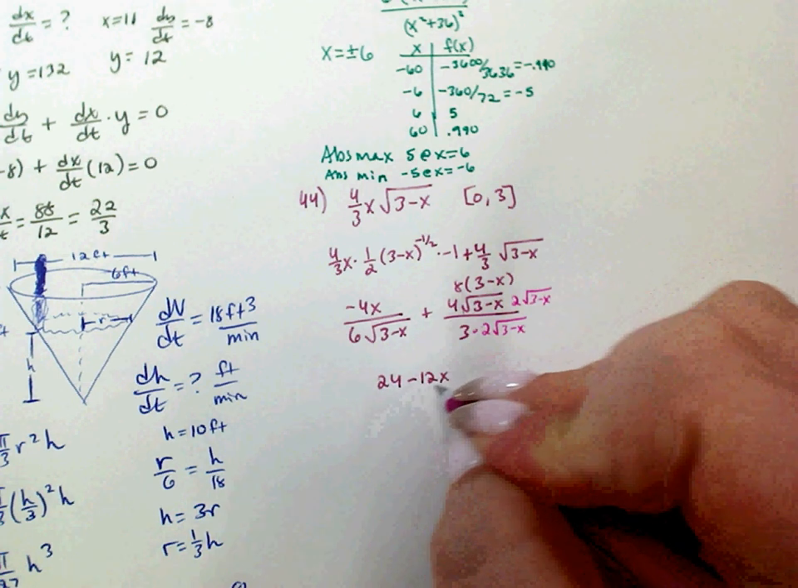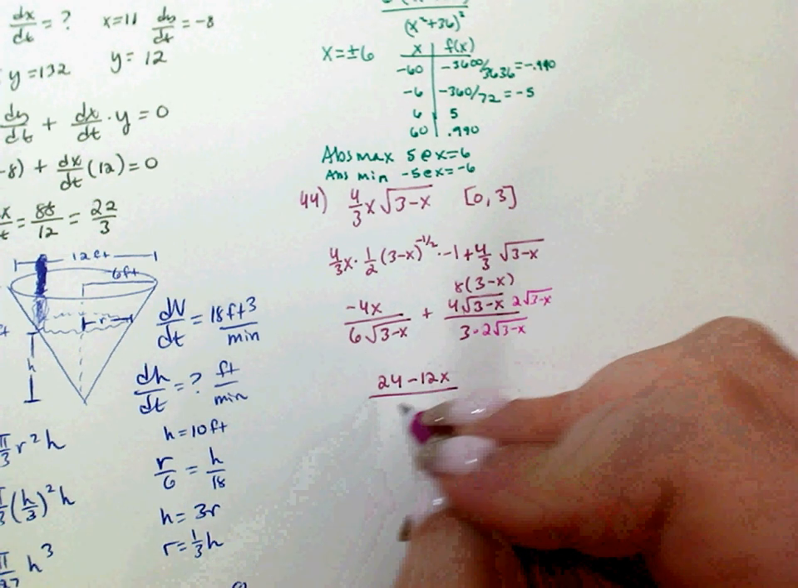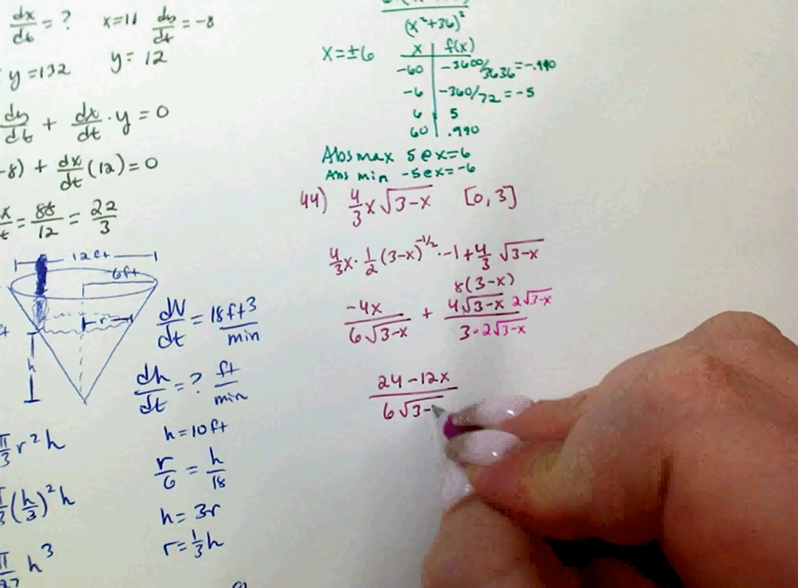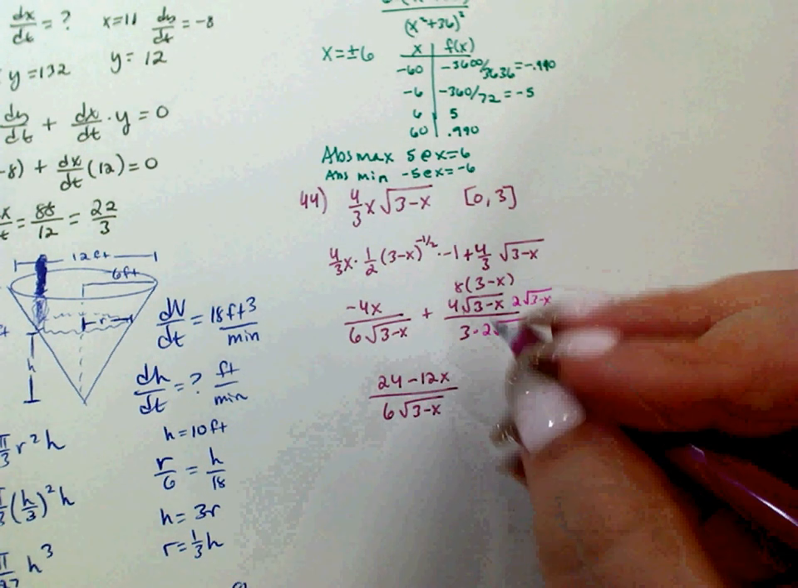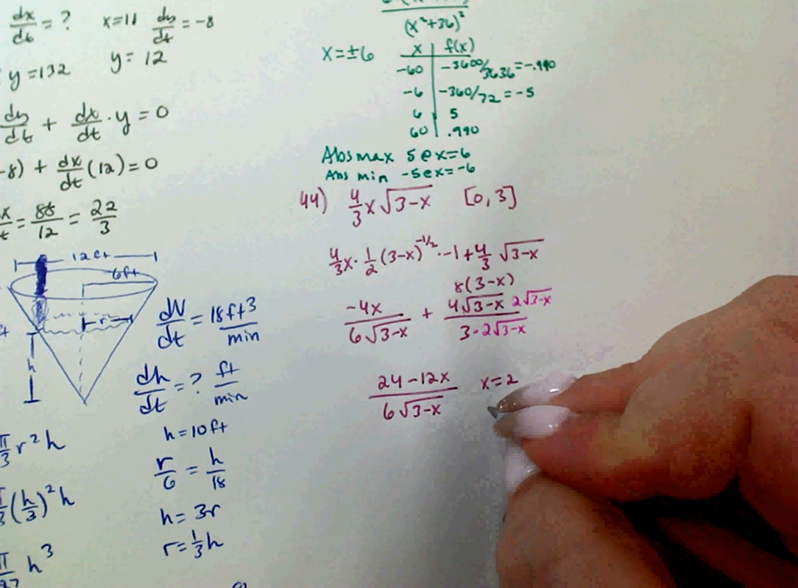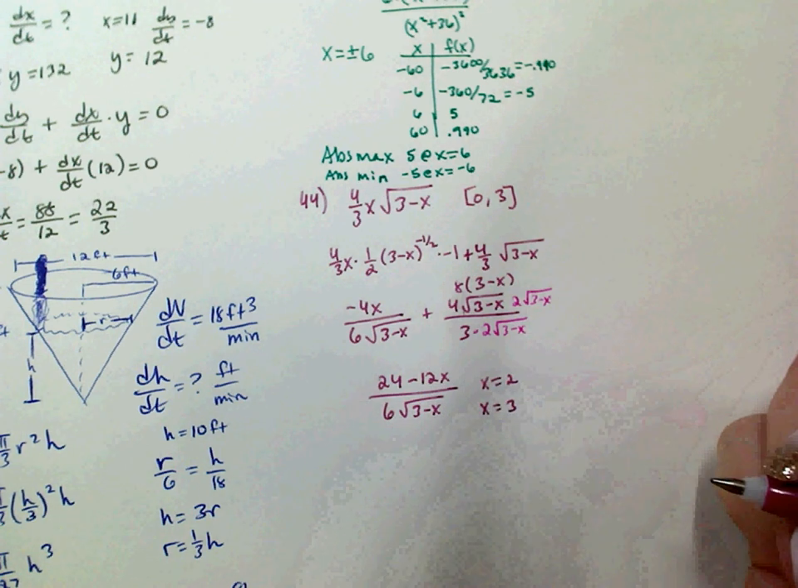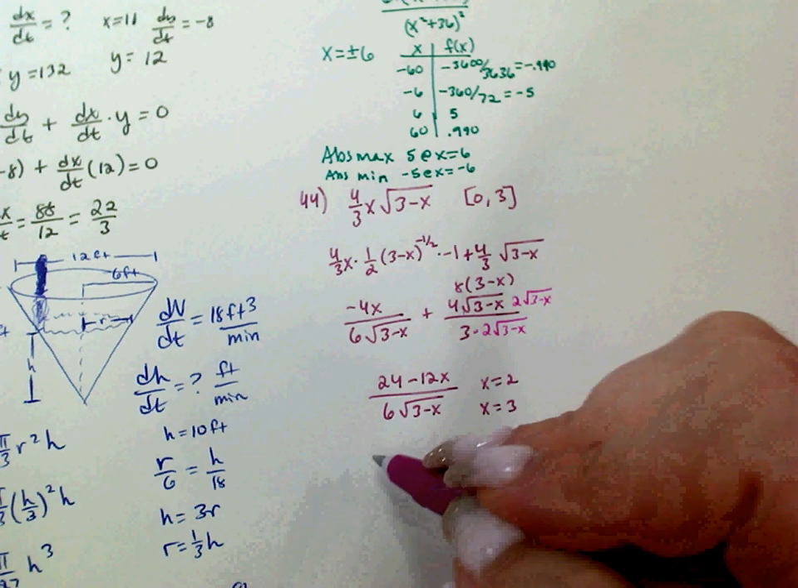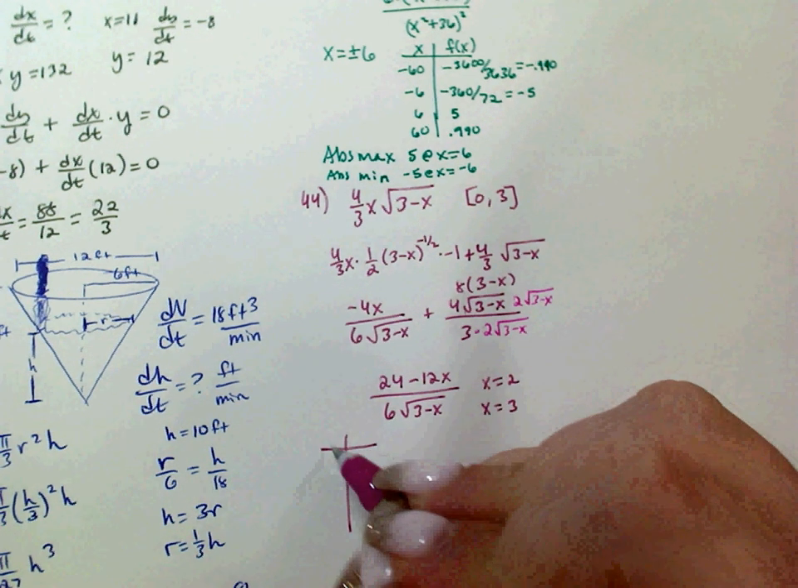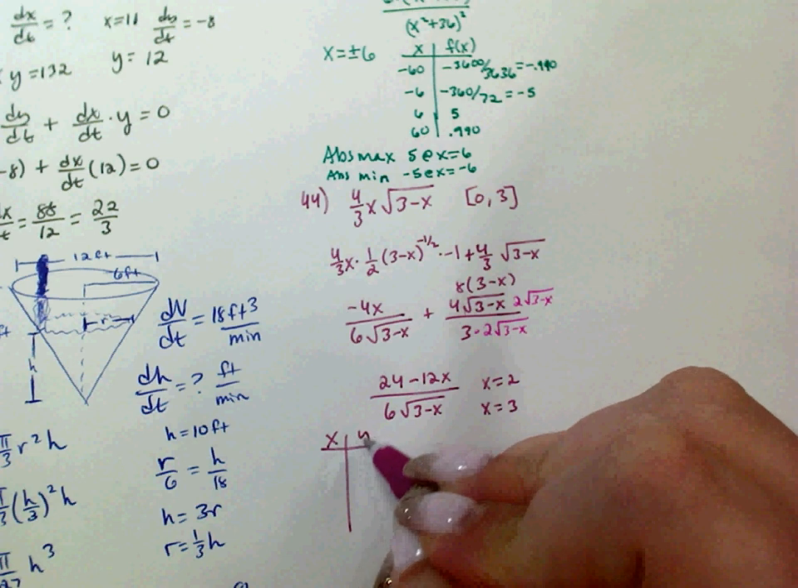As far as critical points go, the numerator will equal 0 when x equals 2, and the denominator will equal 0 when x equals 3. And we're trying to find our absolute extrema on a closed interval, so that's a t-chart, endpoints, and critical points, so 0, 2, and 3, endpoint and critical point. And we plug them in.